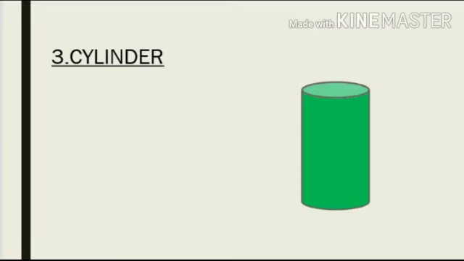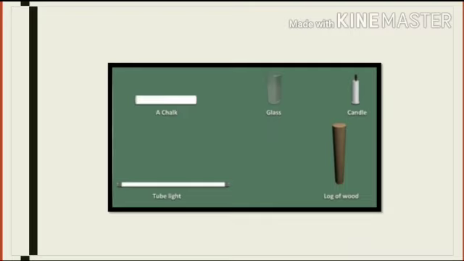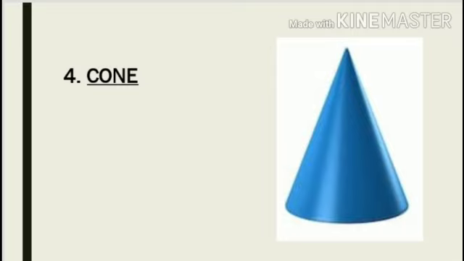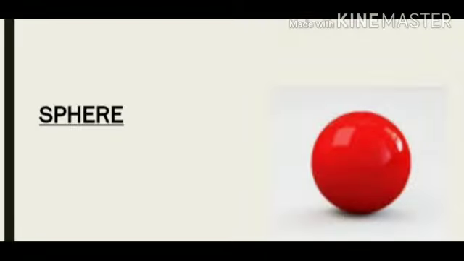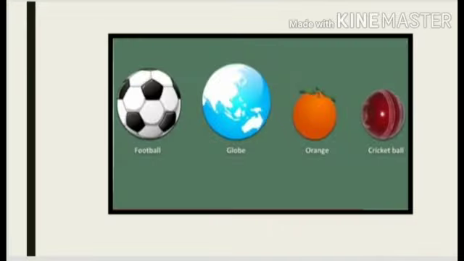This is a cylinder. Now let us see some objects which resemble the shape of a cylinder. This is a cone. Now let us see some objects which resemble the shape of a cone. This is a sphere. Now let us see some objects which resemble the shape of a sphere.